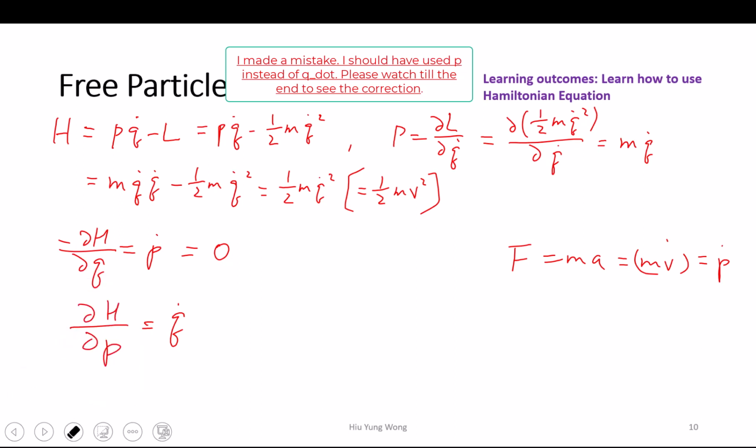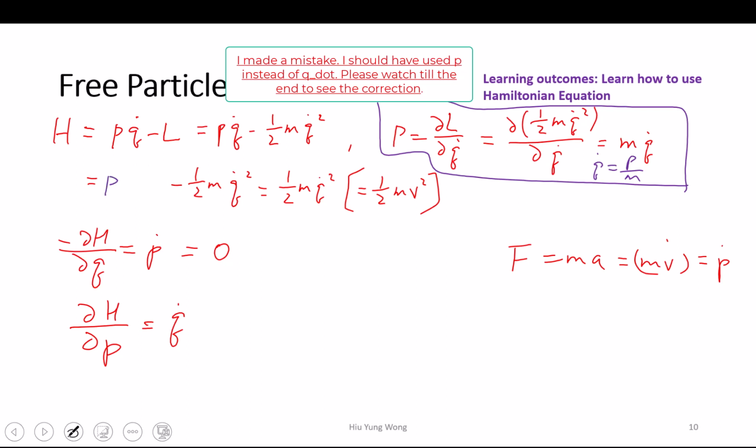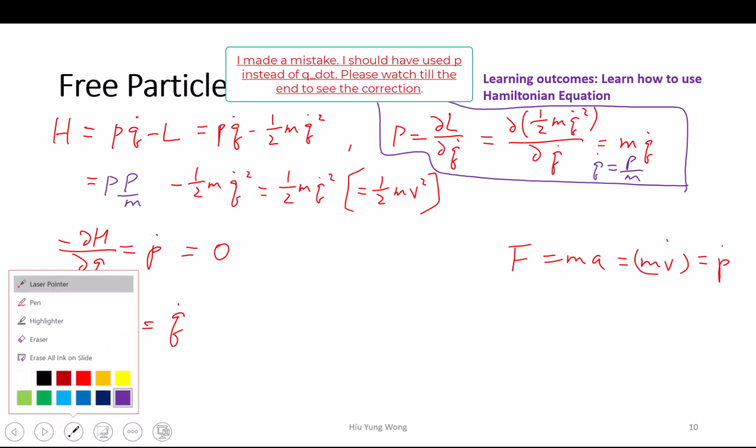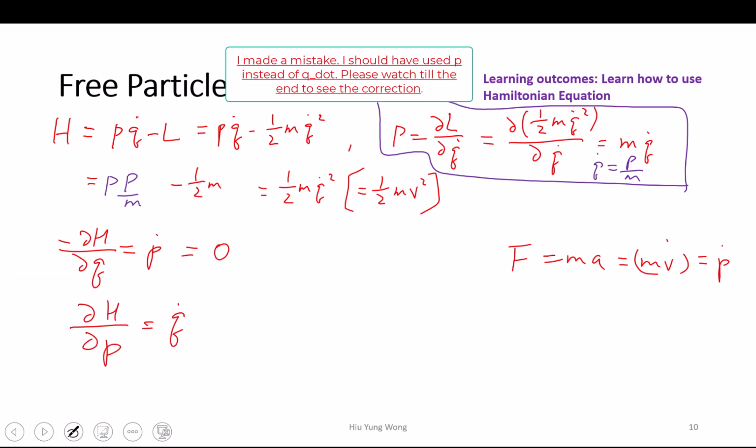I should eliminate Q dot. Using this equation, P equals m q dot, so Q dot equals P divided by M. Is that okay? Because of this, instead of putting Q dot, I want to substitute P divided by M. I keep the P, and Q dot becomes P divided by M. Make sense? For the other part, I need to do the same because I don't want to see Q dot in the Hamiltonian. It becomes P divided by M squared, so this is half P squared divided by M.